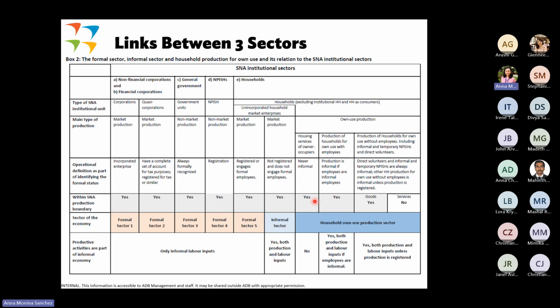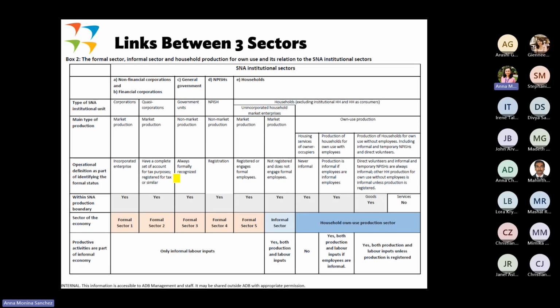As for own use production, both production and labor inputs of employees or households are informal only under this group. And for this group, those who produce for own use without employees, including your informal and temporary NPISH, both production and labor inputs would be part of your informal economy unless the production type is registered.